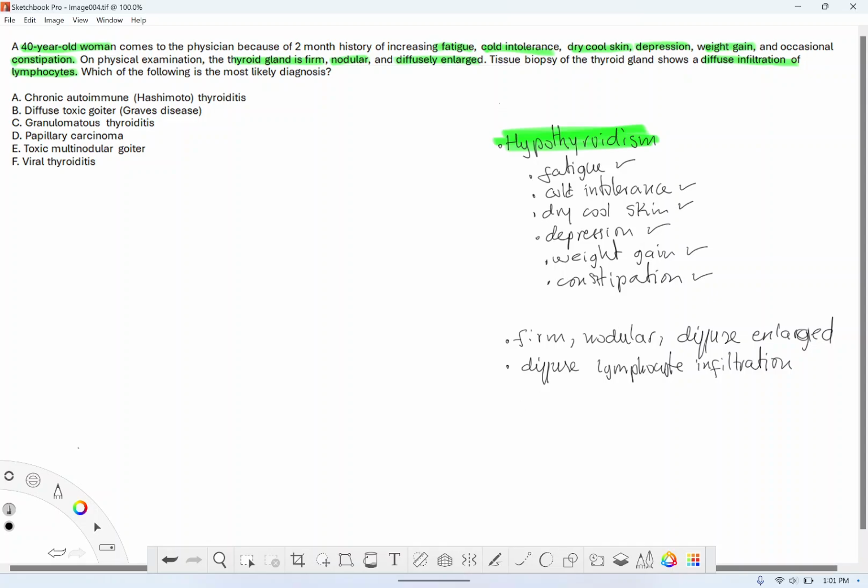This is autoimmune hypothyroidism. And of course, the most common cause of autoimmune hypothyroidism is Hashimoto. So my diagnosis overall should be Hashimoto thyroiditis, or Hashimoto's disease. Now, if it is Hashimoto, what do we have? There are antibodies in Hashimoto, known as anti-thyroid peroxidase antibodies.